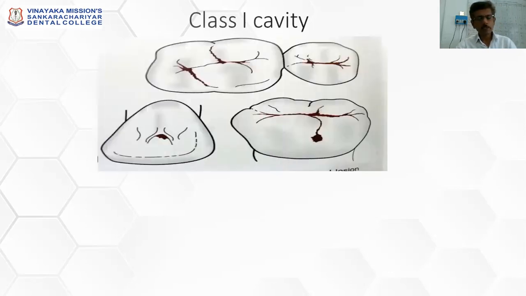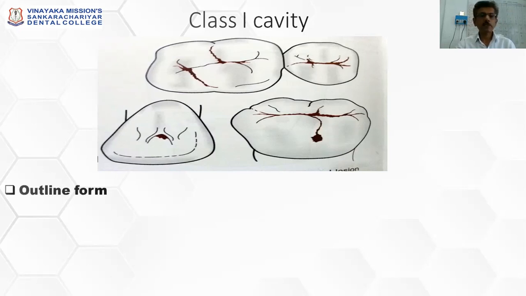Now, class 1 cavity preparations are those particular cavity designs, either simple to complex, that have been prepared on the tooth, especially on the occlusal, as well as the proximal and the of the posterior tooth, and also on the lingual surfaces of the anterior tooth.